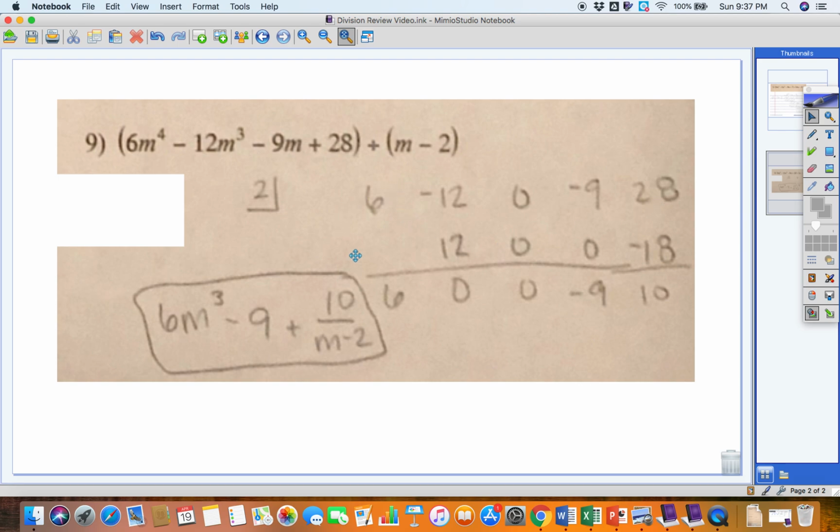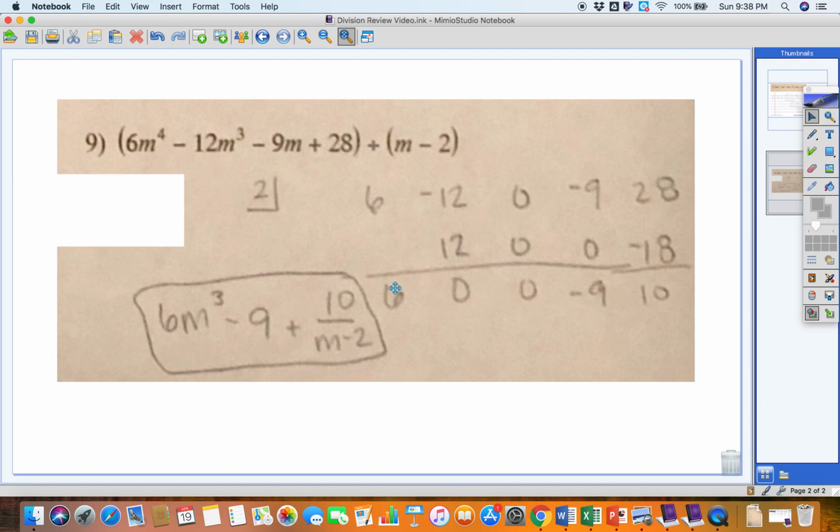And then you drop the first number down and then multiply, add, multiply, add, multiply, add. So 6 drops down, and then you multiply 2 times 6 is 12. Negative 12 plus 12 is 0. 2 times 0 is 0. 0 plus 0 is 0. 2 times 0 is 0. Negative 9 plus 0 is negative 9. 2 times negative 9 is negative 18. 28 plus negative 18 is 10.